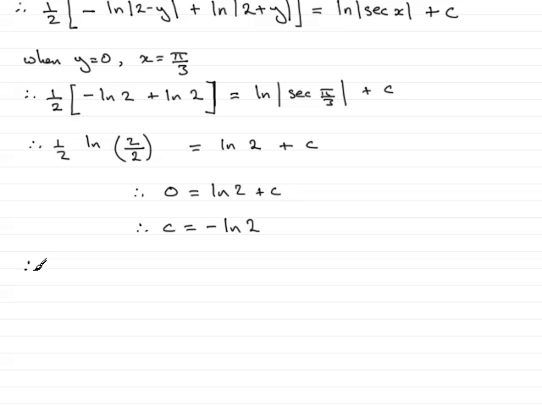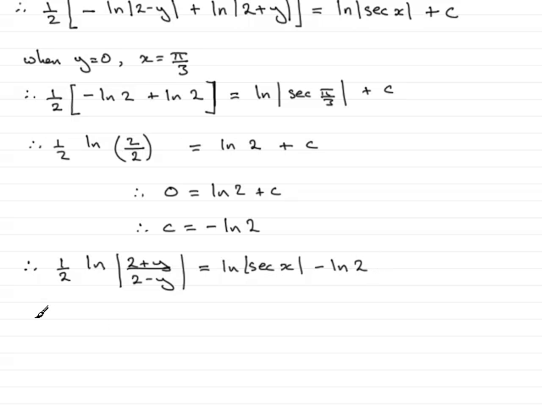So therefore what we have is half, and I also want to simplify this at this stage. Remember, if you have a log minus another log, this is the same as saying, in this case, the natural log of 2 plus y all over 2 minus y. And don't forget that mod sign down there. It equals the natural log of sec x, okay, we'll put that in mods, plus the constant. Well, the constant is minus the natural log of 2.